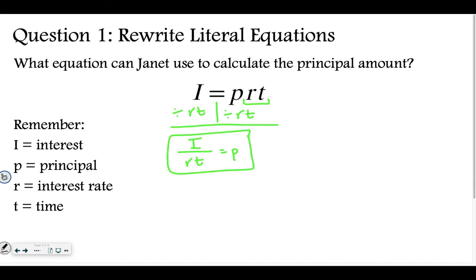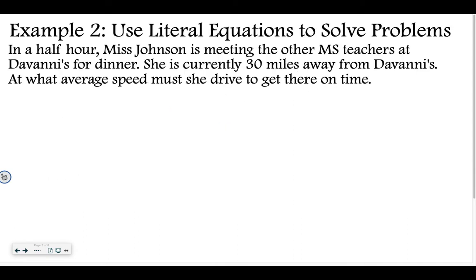All right, hopefully for this one you said, okay, if I want to solve for the principal amount, that means I have to leave that P variable where it is and move that R and that T. And the way you move that RT is by dividing. So hopefully you ended up with I divided by RT.